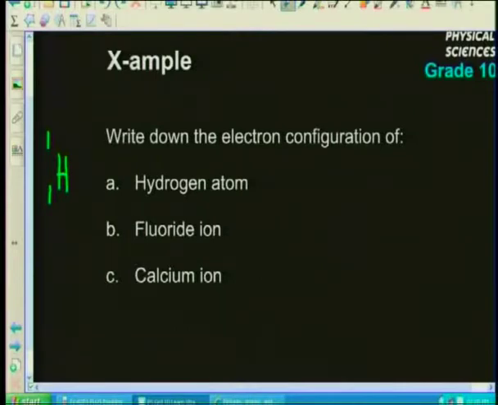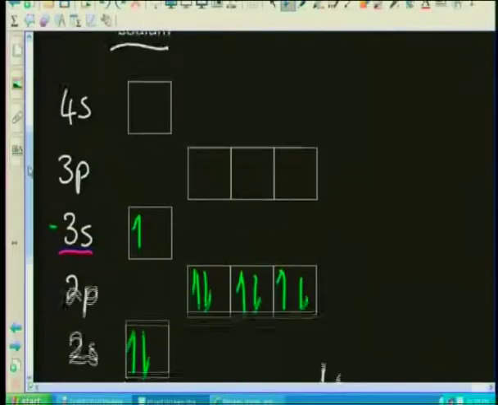So what does that tell us? It tells us that when we come to draw the electron configuration, hydrogen's electron is in the first energy level, it's in an s orbital, and there's 1 of them. So the electron configuration of hydrogen is 1s1. Got it? Hope so.